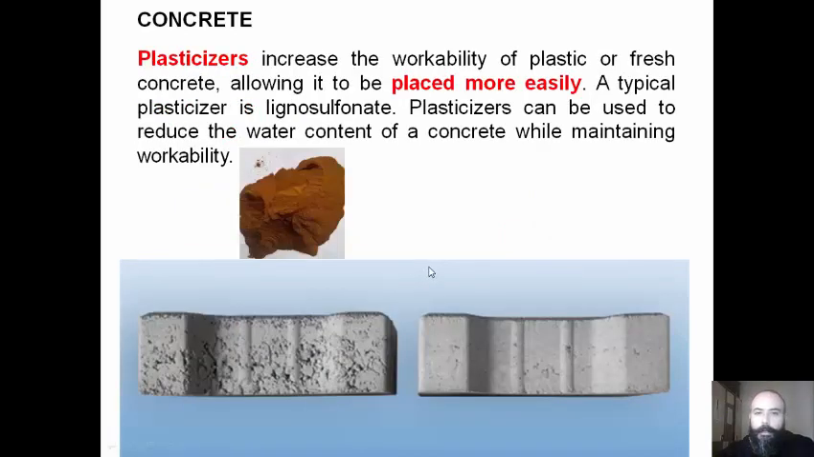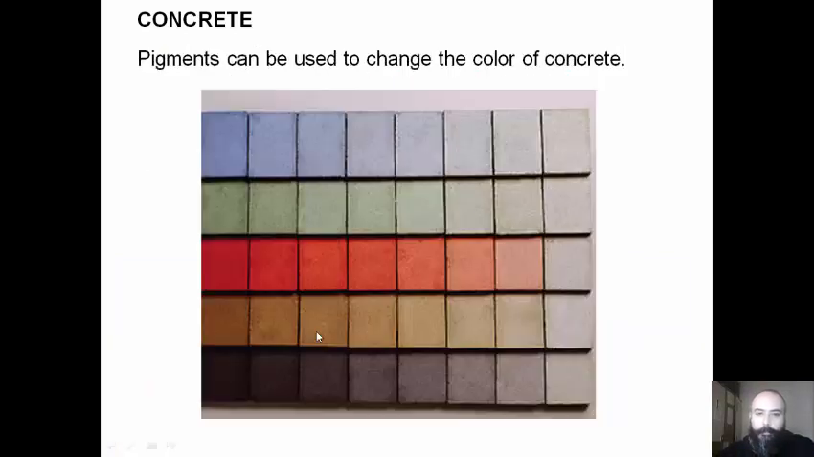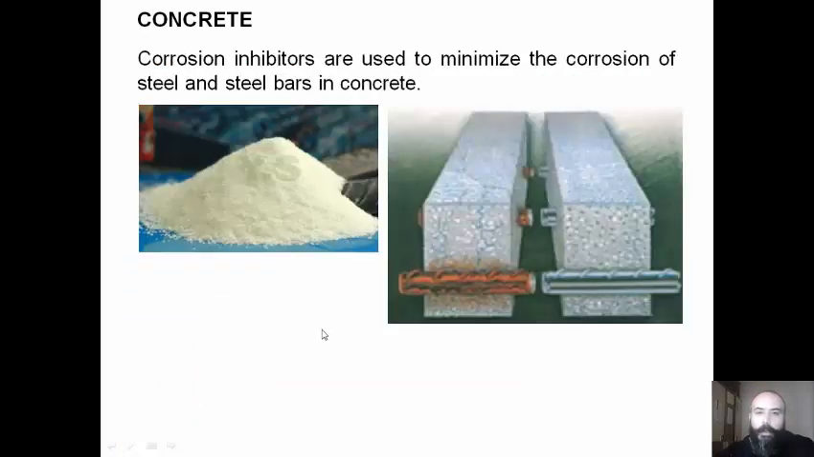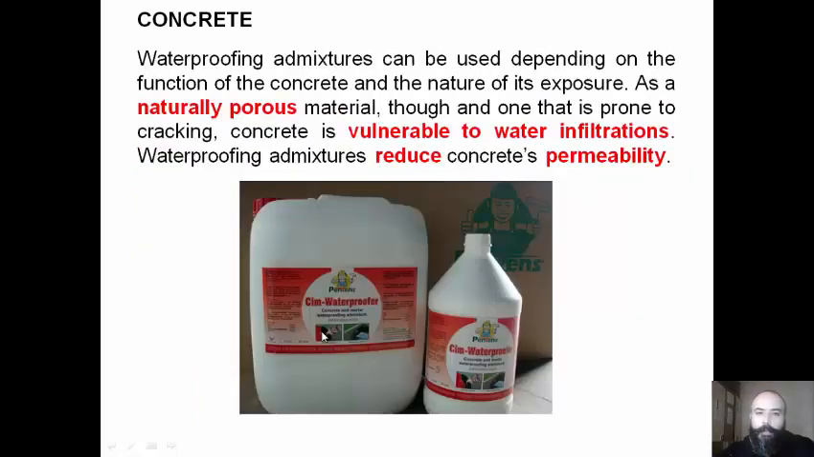Plasticizers increase the workability of plastic or fresh concrete, allowing it to be placed more easily. A typical plasticizer is lignosulfonate. Plasticizers can be used to reduce the water content of a concrete while maintaining workability. Pigments can be used to change the color of concrete. Corrosion inhibitors are used to minimize the corrosion of steel and steel bars in concrete.